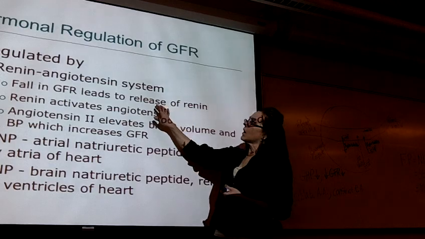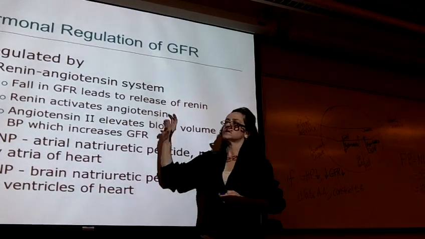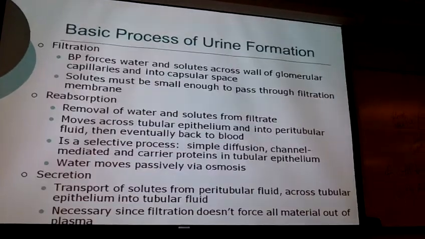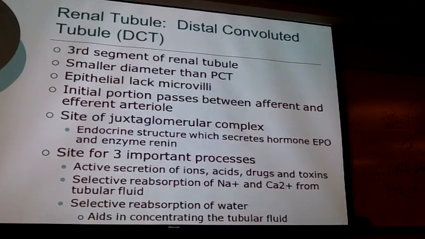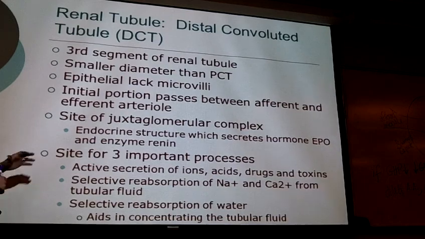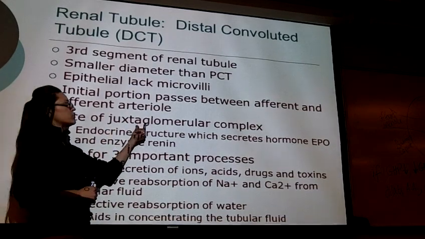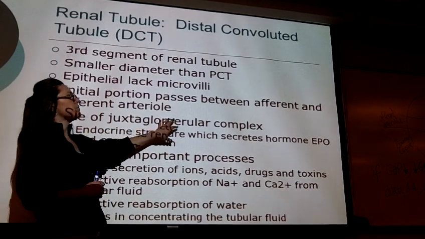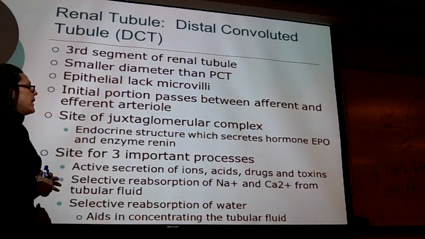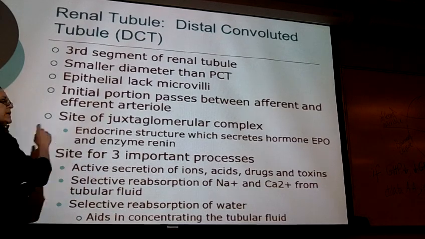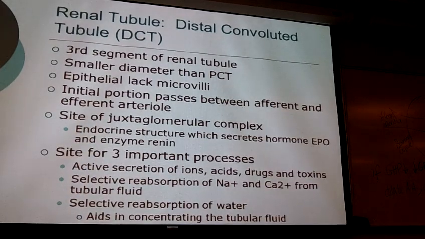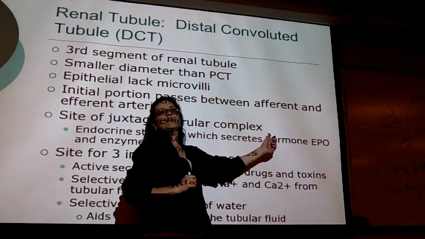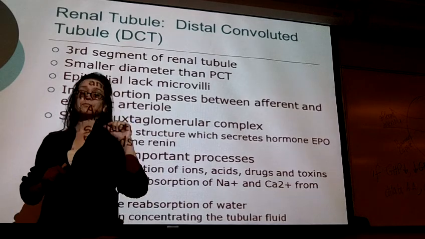That will actually cause a group of cells that we skimmed over, and let me just go back a few slides here. Let's see, where was it? Okay. In the DCT, there is a little structure associated with the DCT called the juxtaglomerular complex. And this structure here is actually an endocrine structure associated with the DCT. And this endocrine structure secretes hormones like EPO and TPO.